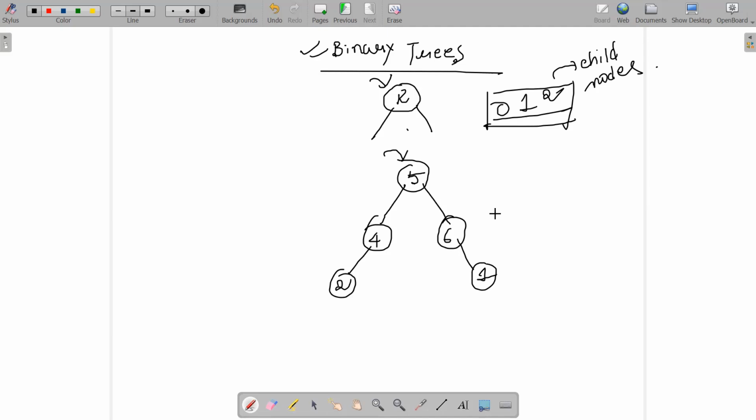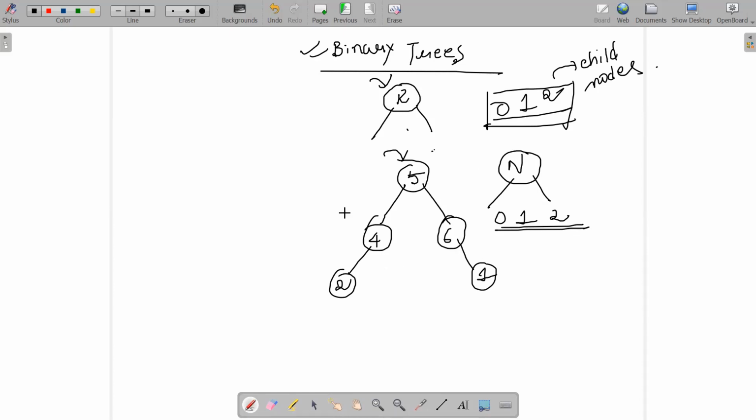Yes, this is the nature of binary trees, where any node n, to be more specific, has no more than 0, 1 or 2 child nodes. At max 2 child nodes can be there, not more than that. Fine? Okay then. This part is done.